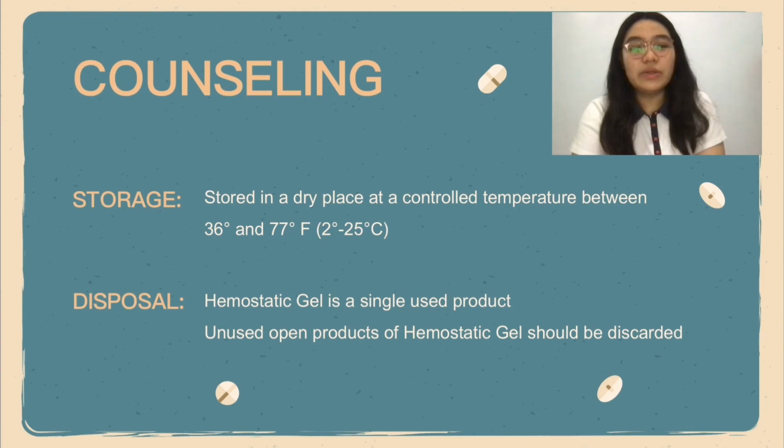Hemostatic gel must be stored in a dry place at a controlled temperature between 36 to 77 degrees Fahrenheit or 2 to 35 degrees Celsius. When disposing the hemostatic gel, the unused open product should be discarded since the gel is a single-use product. In addition, there are possible side effects of using hemostatic gel, including hives, difficulty in breathing, swelling of your face, lips, tongue, or throat, and abscess formation. If you have any symptoms, get medical help right away.